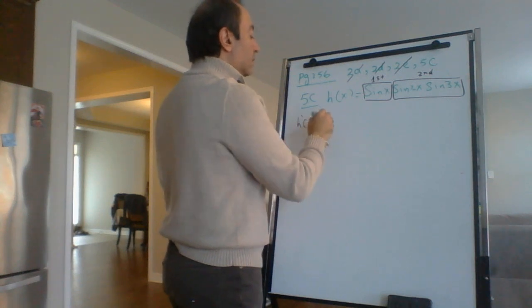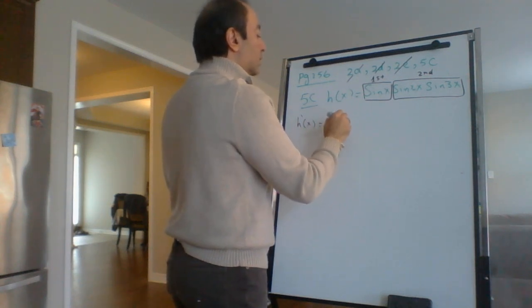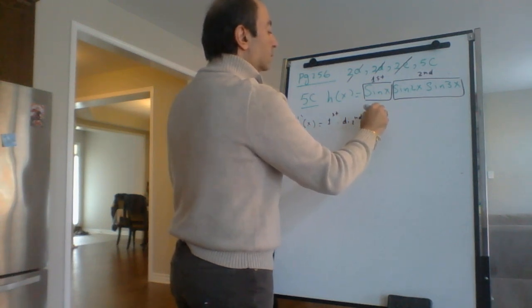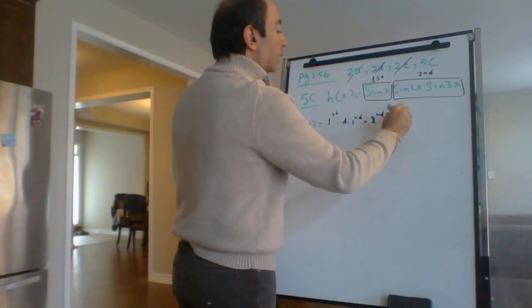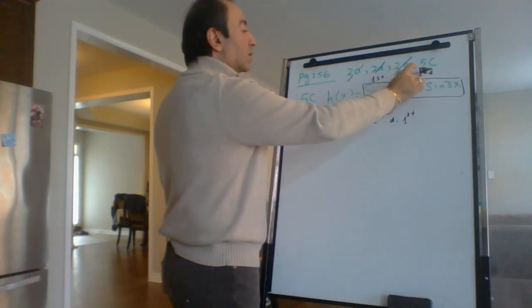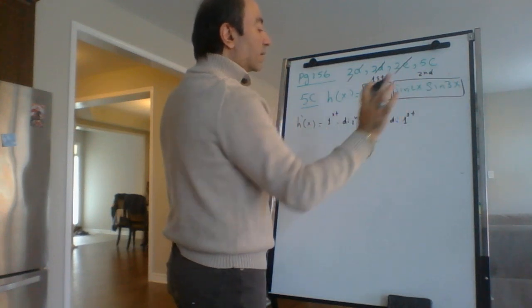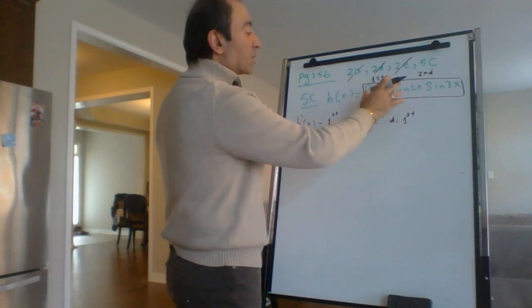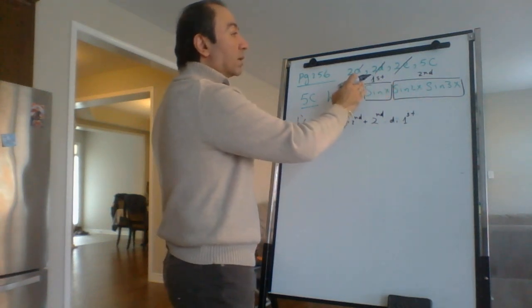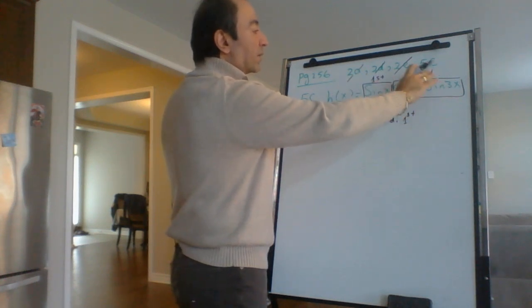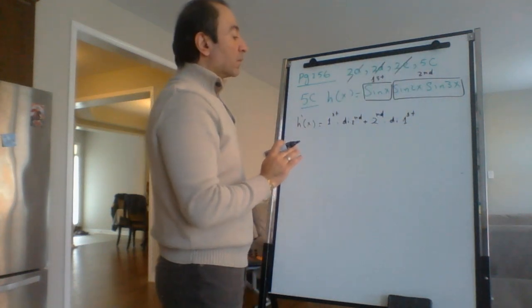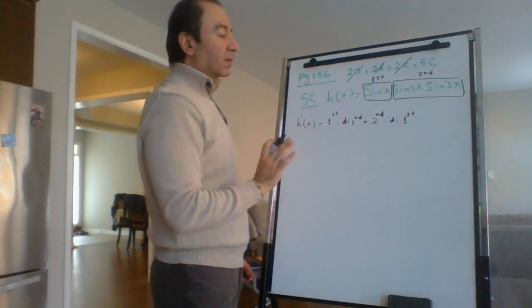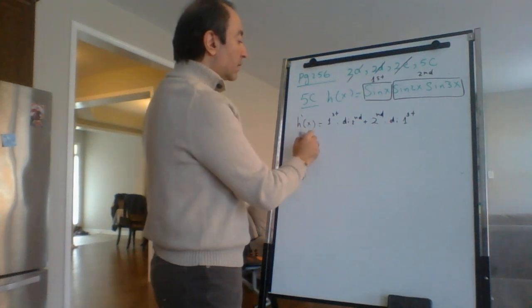So h prime will be, by product rule, first times derivative of the second, plus second times derivative of the first. Okay, you can do that, or you can consider these two the first and this is the second. It doesn't make any difference, but this is the idea. The first and second as the first and the third one as the second, it doesn't make a difference. So first times derivative of the second.